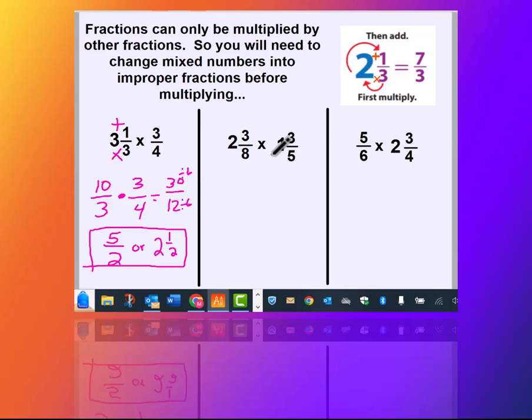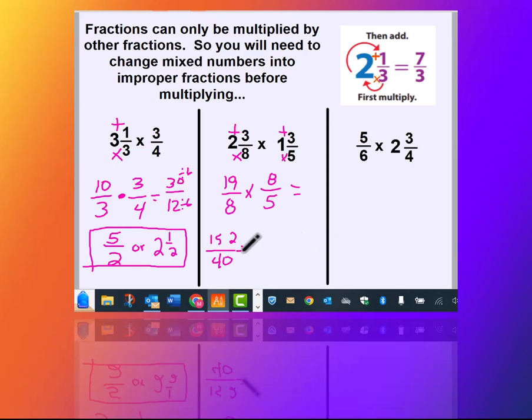Now we have two mixed fractions that we're multiplying together. So we're going to have to do Texas backwards on both of them. So the first one, start with the denominator. 8 times 2 is 16, plus 3 is 19. The denominator stays the same. And we're going to multiply that by this next mixed number that we're going to change to an improper fraction. 5 times 1 is 5, plus 3 is 8. That's your numerator, and the denominator stays the same. And now we're ready to multiply. 19 times 8 is 152. 8 times 5 is 40.